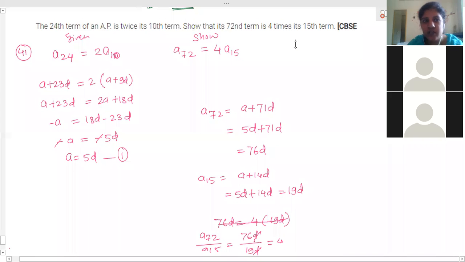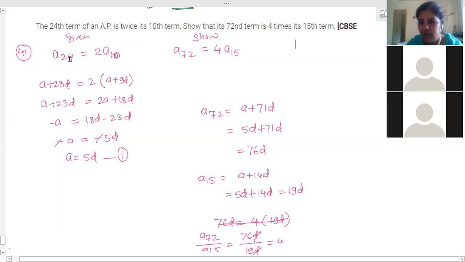This was the question. The 24th term of an AP is twice its 10th term. Show that its 72nd term is 4 times its 15th term. So this we have to show. What have they given? First use that given information. 24th term, that means A24 is equal to twice of the 10th term, A10.